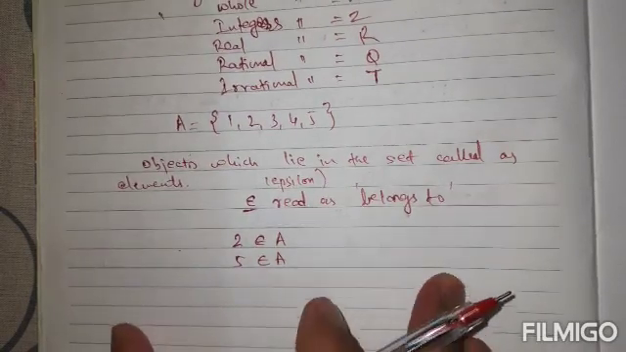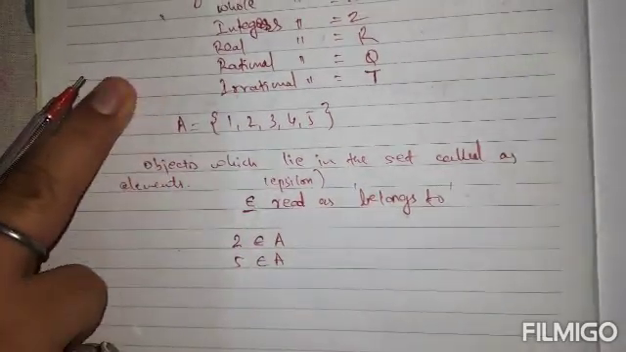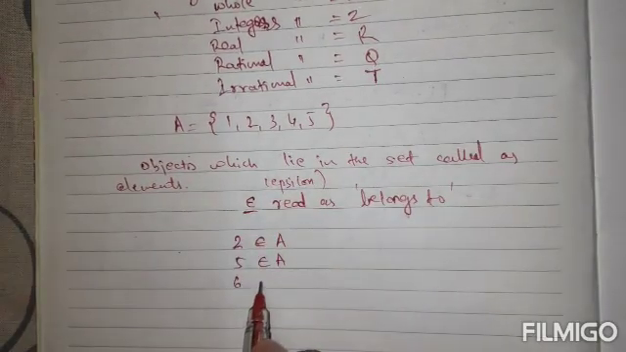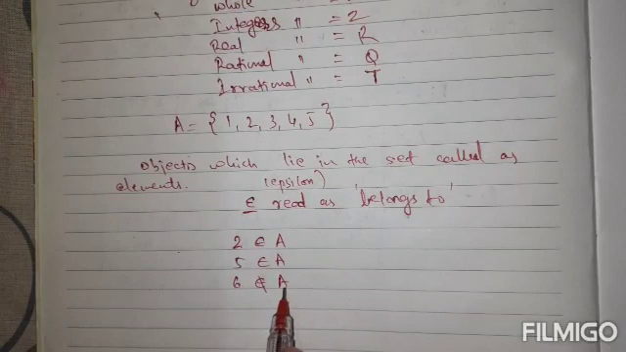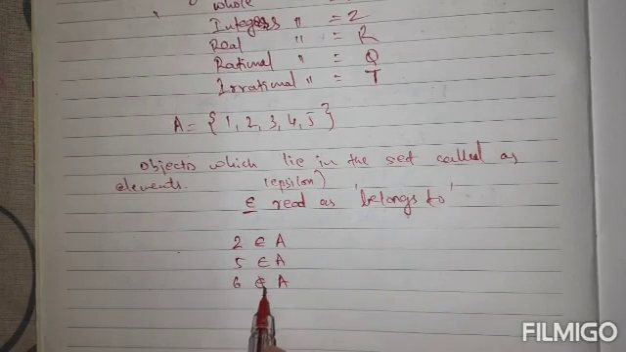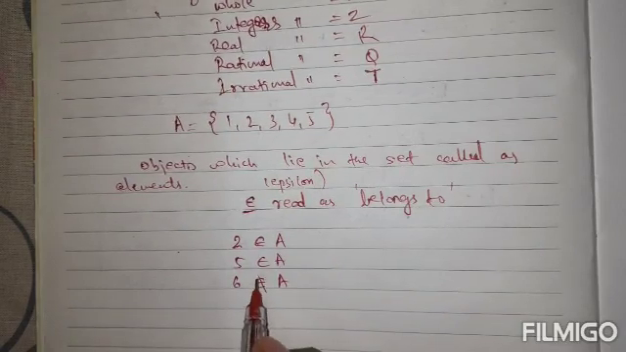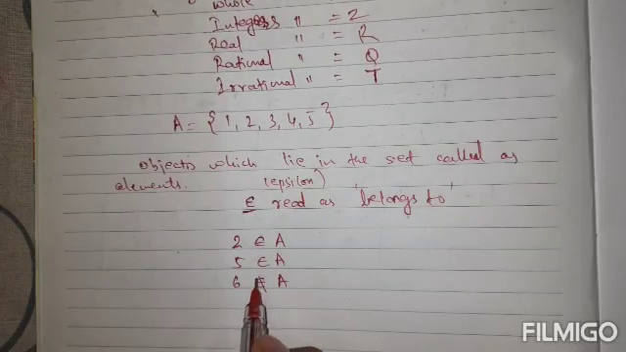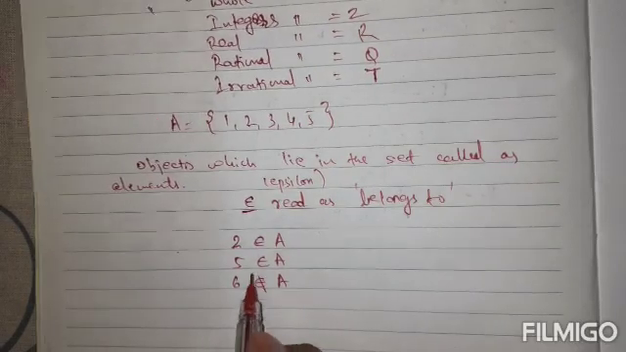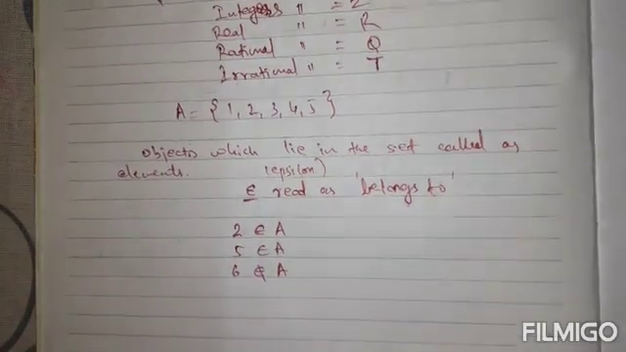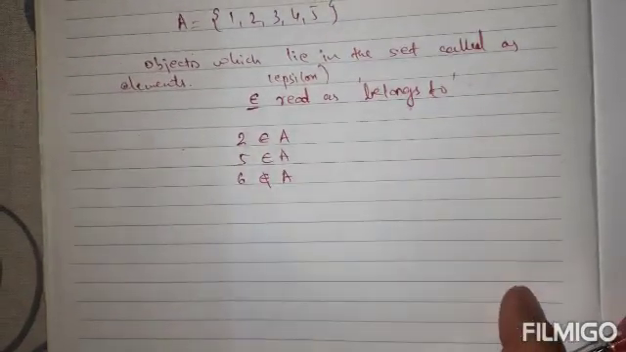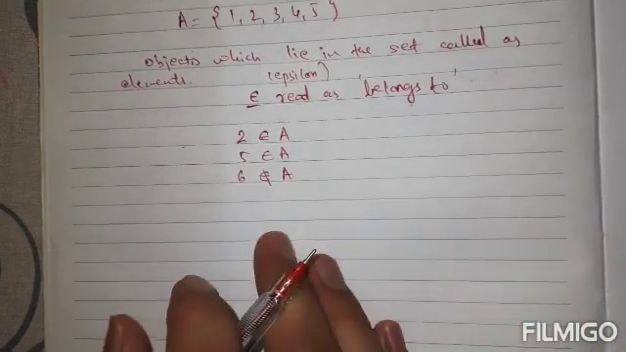Suppose it is clear that 6 does not lie in this set, so how to write? 6 does not belong to A. We have to write in this way: 6 does not belong to A. Simply make a slash mark over this epsilon. So I think it is understood to you. In this way we write the elements of the set.